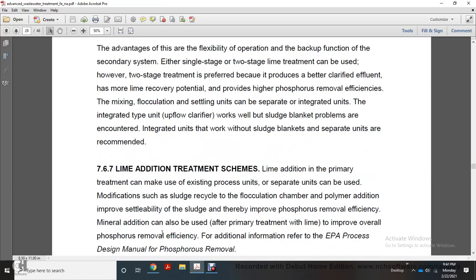Alright, lime addition treatment scheme. Lime addition is a primary treatment that can be used with an existing process. It can be used with modifications such as sludge recycle, flocculation, and chambered polymer addition, which improve the settleability of the sludge and thereby improve the phosphorus removal efficiency.